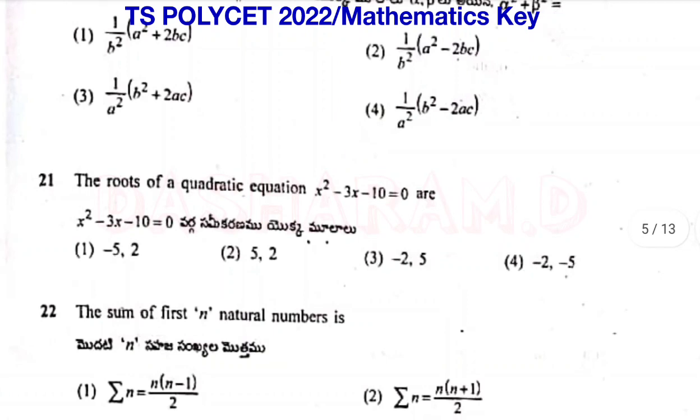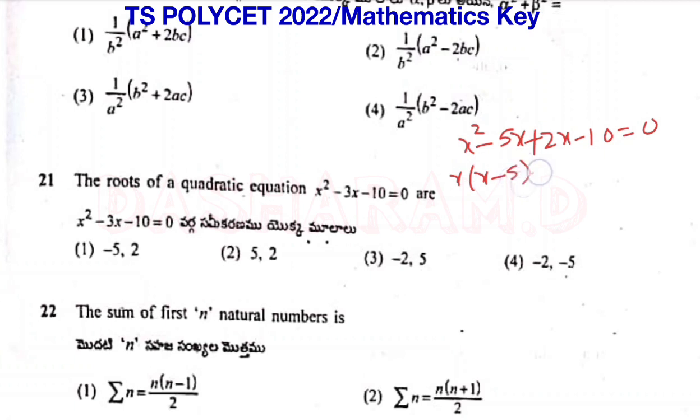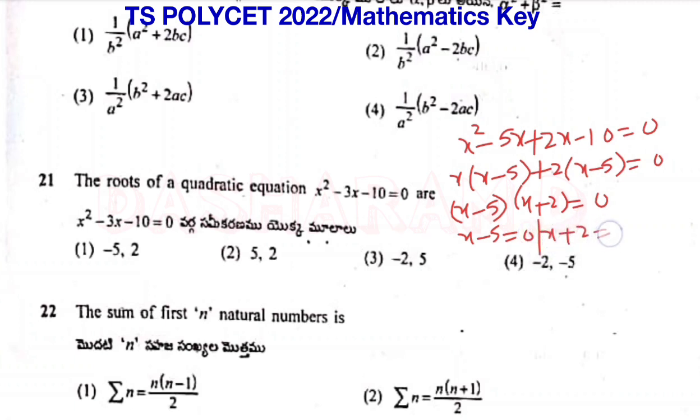Next to question number 21. The roots of the quadratic equation x square minus 3x minus 10 equals 0 are. Roots. To find out the roots, we just do factorization. x square minus 3x can be written as x square minus 5x plus 2x minus 10 equals 0. Take x common, x into x minus 5 plus 2 common, x minus 5 equals 0. x minus 5 into x plus 2 equals 0. x minus 5 equals 0, x plus 2 equals 0. Then x equals 5, x equals minus 2. So 5 comma minus 2. Here option 3 is correct.